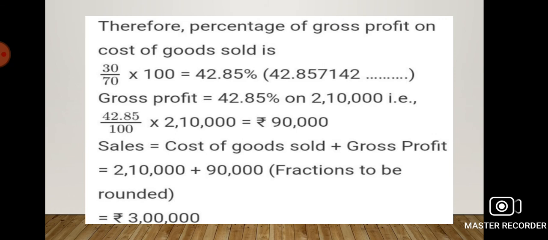Sales means cost of goods sold plus gross profit. Cost of goods sold நமக்கு 2,10,000 இருக்கு, ப்ளஸ் கிராஸ் ப்ராஃபிட் ஆல்ரெடி இந்த நம்ம காஸ்ட் ஆஃப் குட்ஸ் நம்ம ஆல்ரெடி ஃபைண்ட் பண்ணி வச்சுருக்கோம். 2,10,000 ப்ளஸ் கிராஸ் ப்ராஃபிட்டோட வேல்யூ 90,000. டோட்டலி we get rupees 3 lakh. So this value is known as the amount of sales.